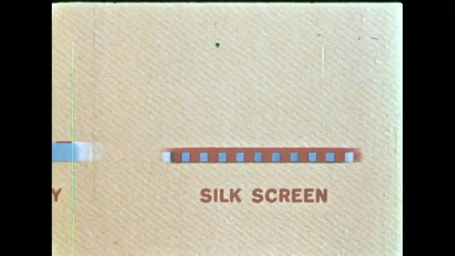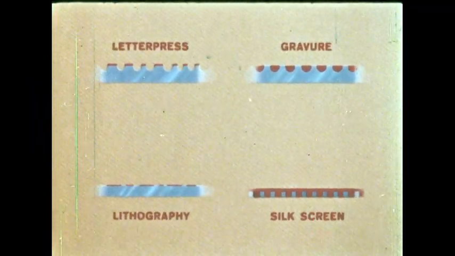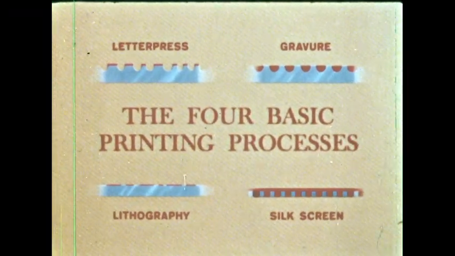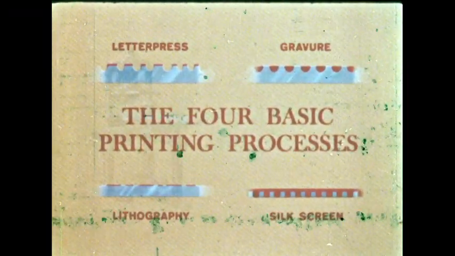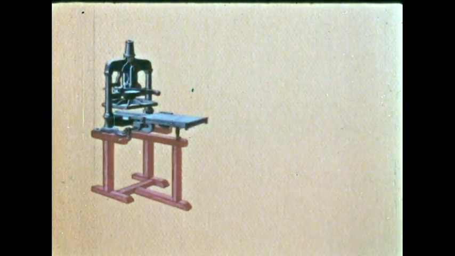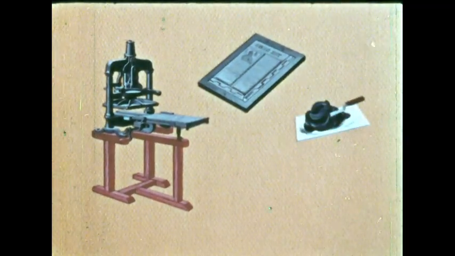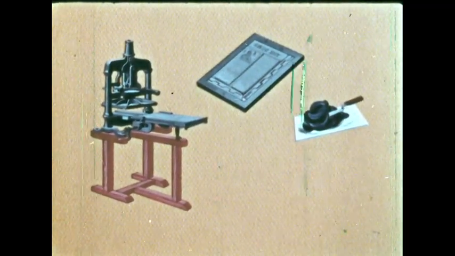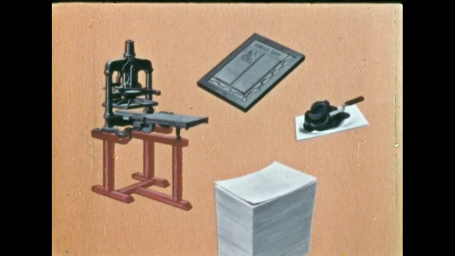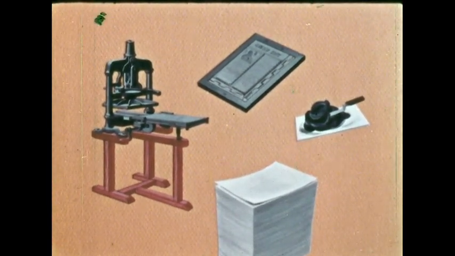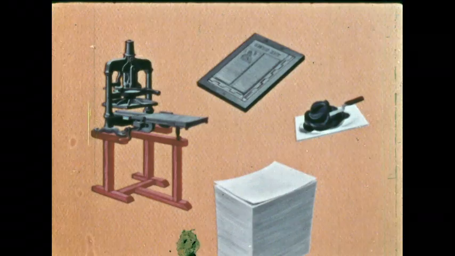However, although each process is based on a different principle, all of them require the same elements to make a reproduction. In addition to a printing press, they must have a printing image, ink to transfer this image, and a material on which the reproduction or print can be made. Now let's examine each of these elements.